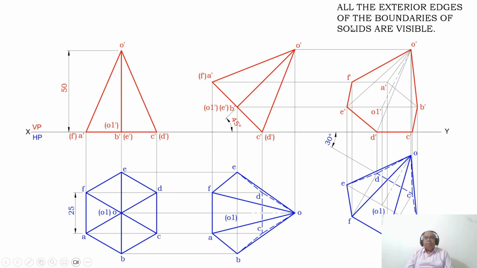Now you apply the boundary conditions. All the exterior edges of the boundaries of the solid are visible. Which are all the edges which form the boundaries of the solid? O dash F dash. Since it's on the boundary, you dot that line. Similarly, from F dash to E dash, then E dash to D dash to C dash, and C dash to B dash with a dark line, and join between B dash to O dash. That will also form the exterior edges of the boundaries of the solid.